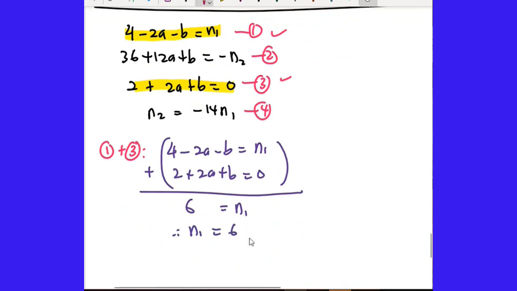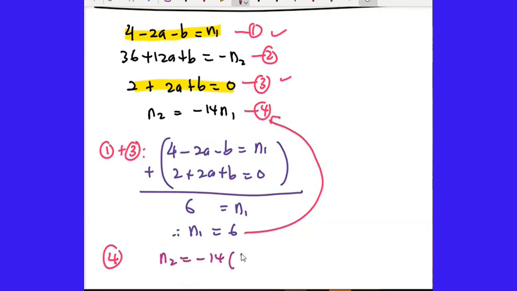And then substitute into equation 4 directly. Easy. Substitute into 4. Okay, N2 minus 14 and 1. What do we find here? 84? Alhamdulillah. You are right, 84. Correct. Okay. So settled.